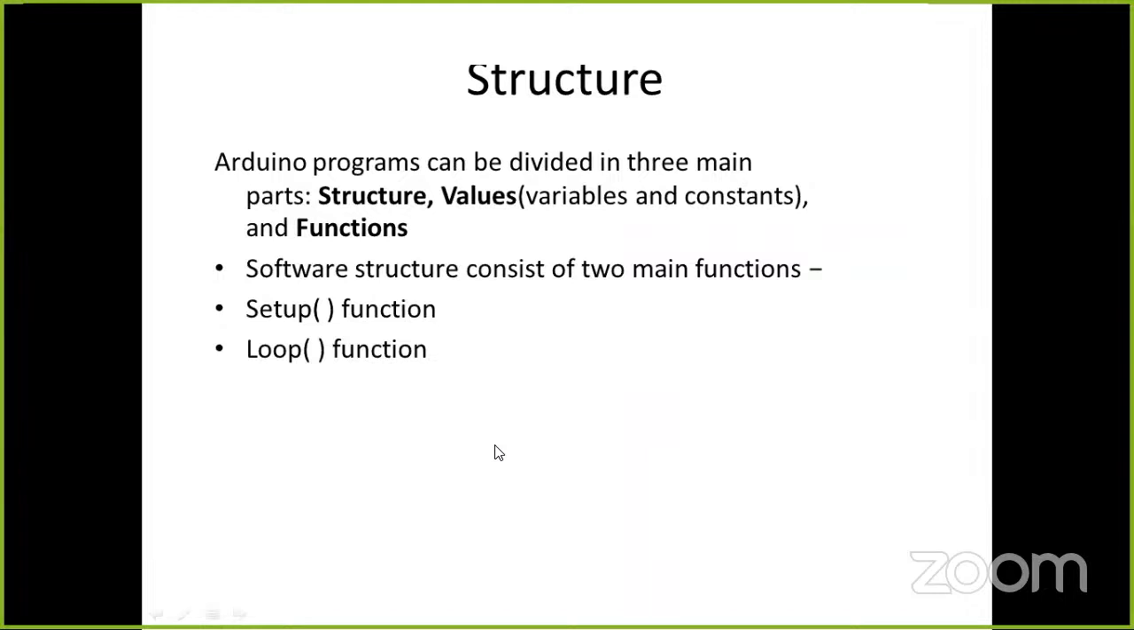When we talk about void setup and void loop, what is that? That is a function. If void is written over here, that is called a structure. So an Arduino program can be divided into three main parts: structure, values, and functions. The software structure consists of two main functions: void setup and void loop. These are the functions, and those are called structure.